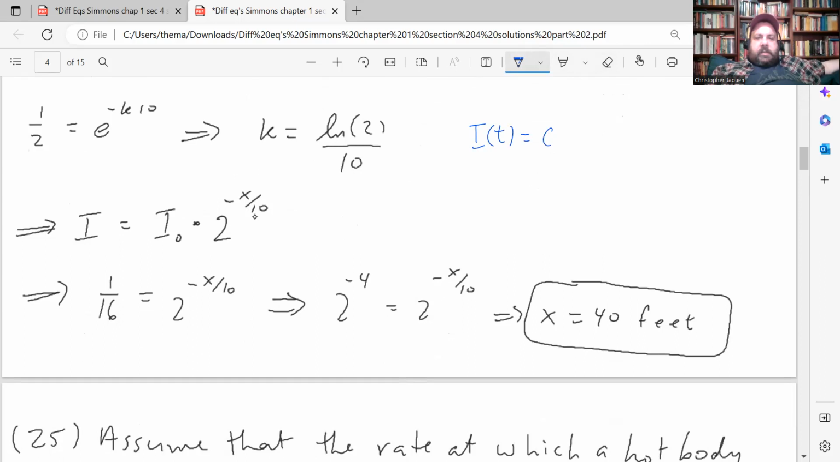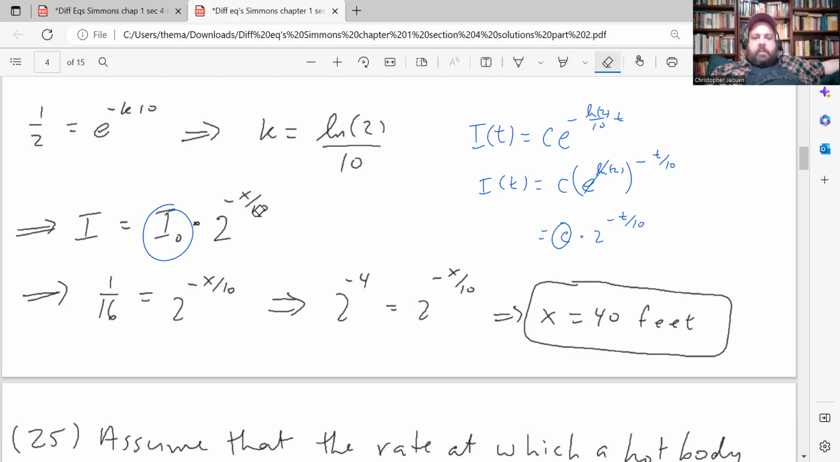I of t is c e to the negative kt, so negative ln2 over 10 t, but you can simplify the e to the negative ln2, or actually you can write this as e to the ln2 times negative t over 10, and this simplifies to give you 2, so you get c times 2 to the negative t over 10. C is the initial intensity, so I just replaced it with I0, right?